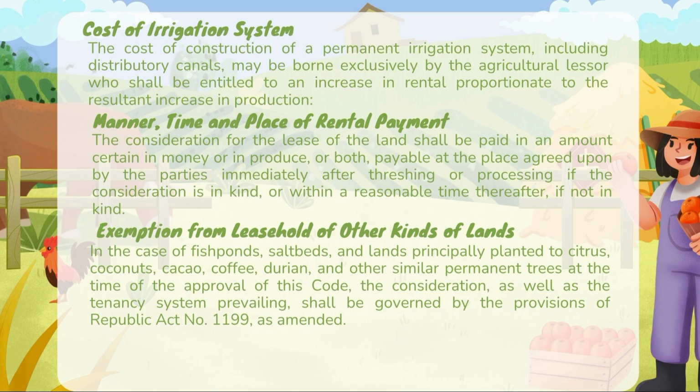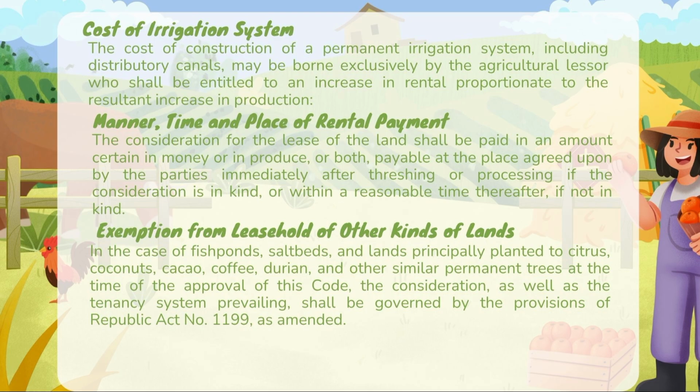Next, we have the cost of irrigation system. It states that the agricultural lessor or the landowner exclusively bears the cost of constructing a permanent irrigation system, including distributor canals. However, if the irrigation system leads to a proportional increase in the tenant's yield, or the agricultural lessee's, the lessor is entitled to a corresponding increase in rental fees. If the lessee refuses to bear the increased rental cost, they are not entitled to compensation for the irrigation system upon termination of the lease, nor is the system considered an improvement under the provision of this section.